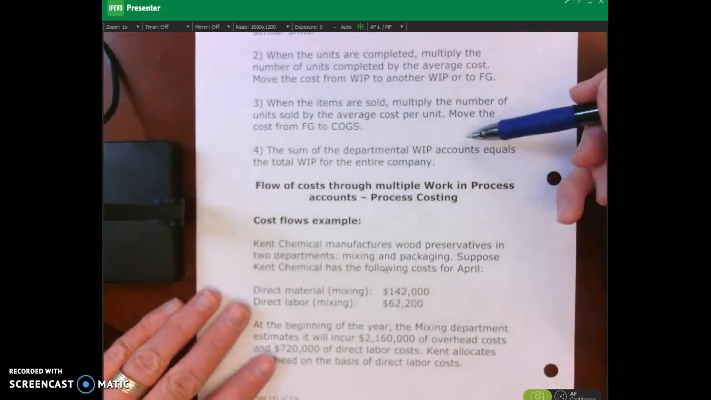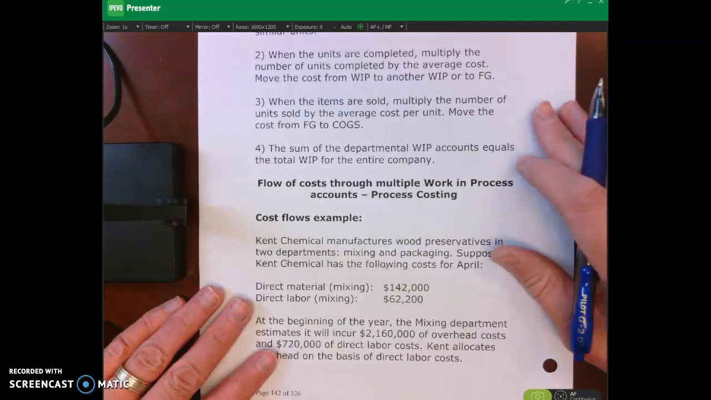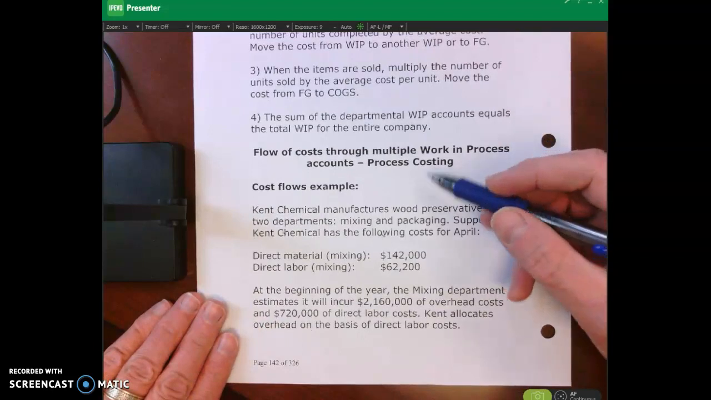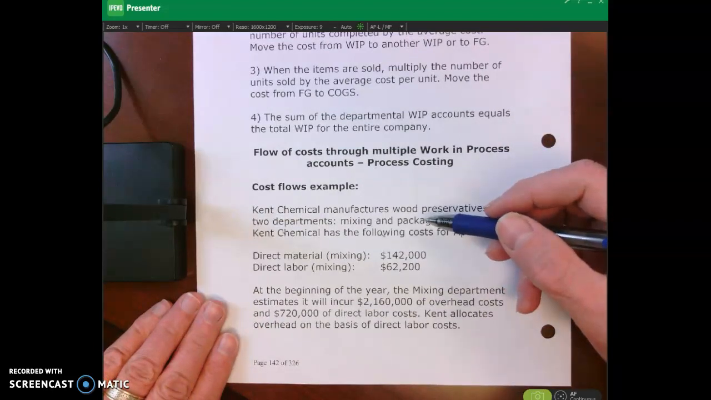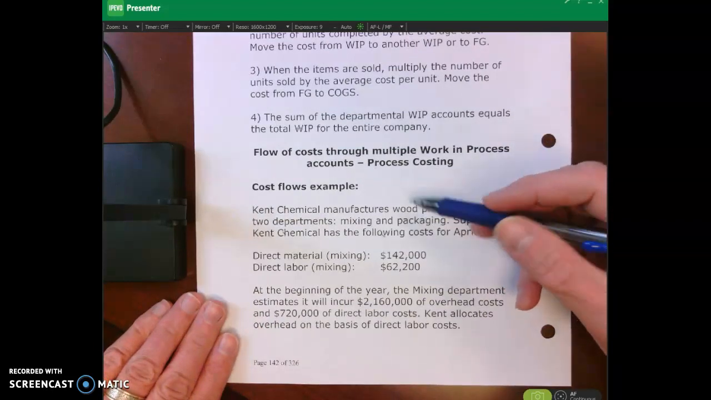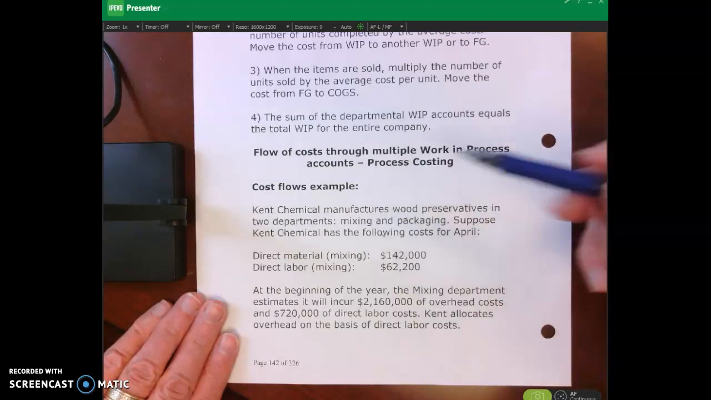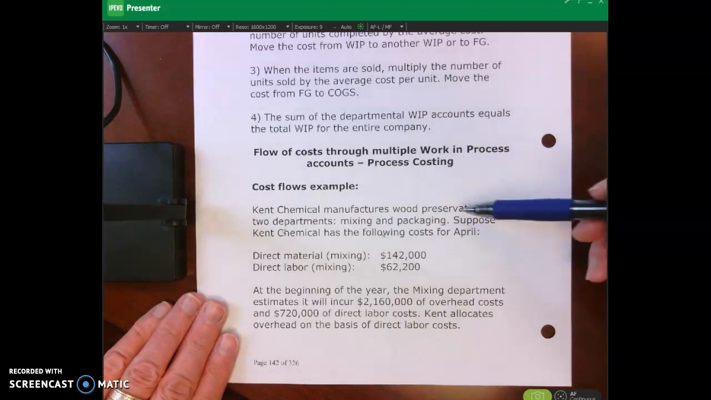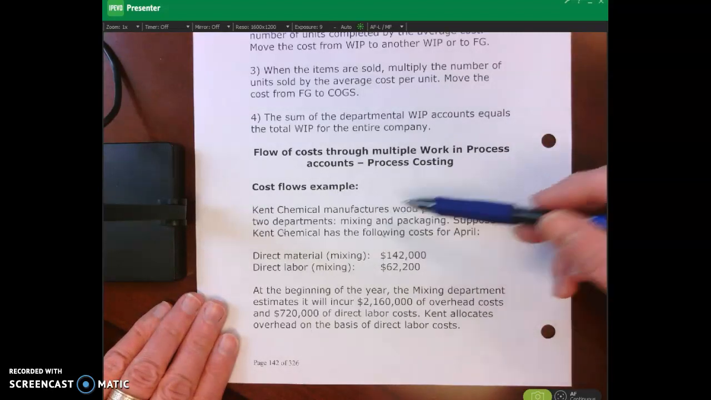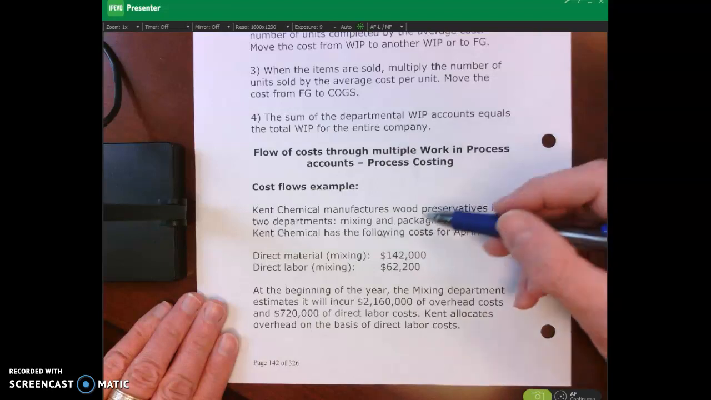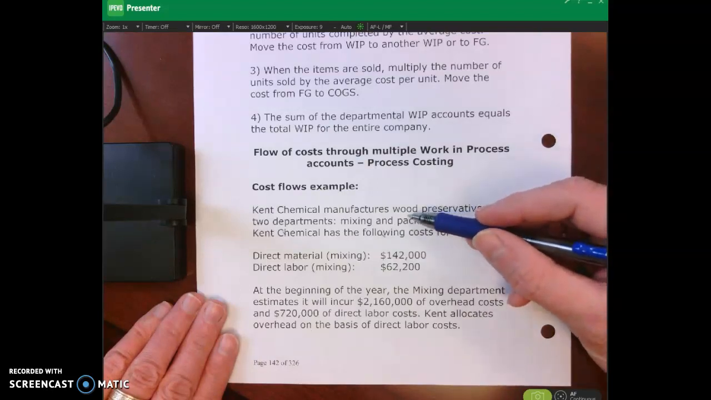The sum of our WIP accounts equals the total WIP for the entire company, which is something that I already discussed. So let's walk through some journal entries and some T accounts right over here to illustrate the cost flows in a little bit more detail. So our company makes wood preservatives in two separate departments, a mixing department and then a packaging department.